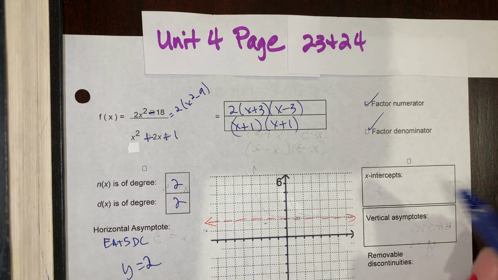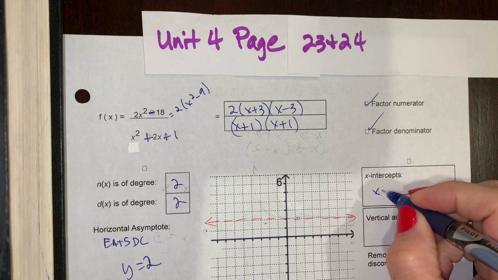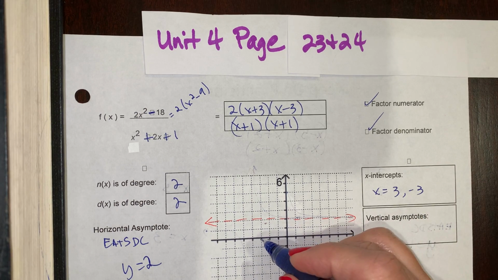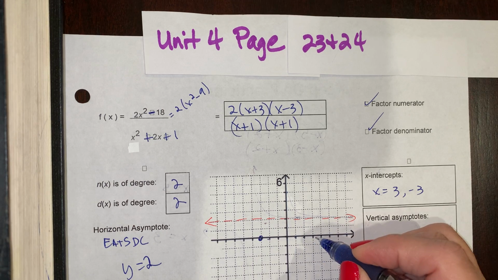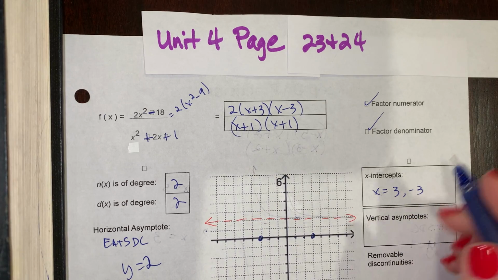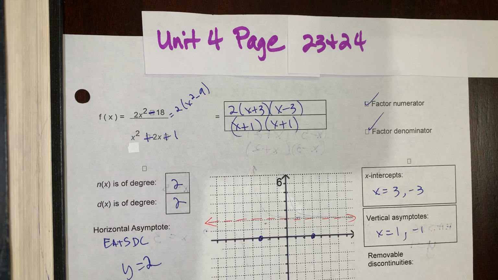Okay, my x-intercepts are found by setting the numerator equal to 0. So that's going to be x equals 3 and negative 3. Okay, so I can come in here 1, 2, 3, 1, 2, 3. My vertical asymptotes are found by setting the denominator equal to 0. So that's going to be x at 1 and negative 1.